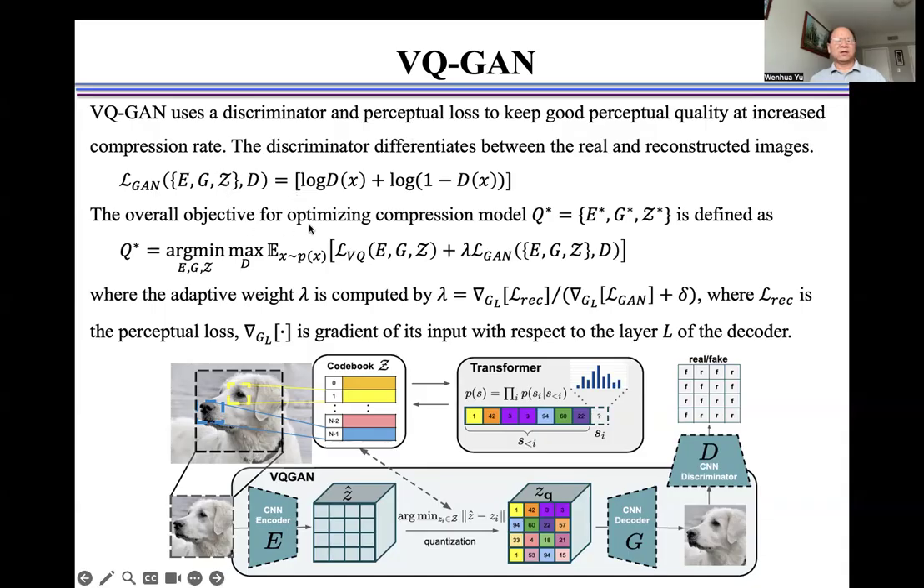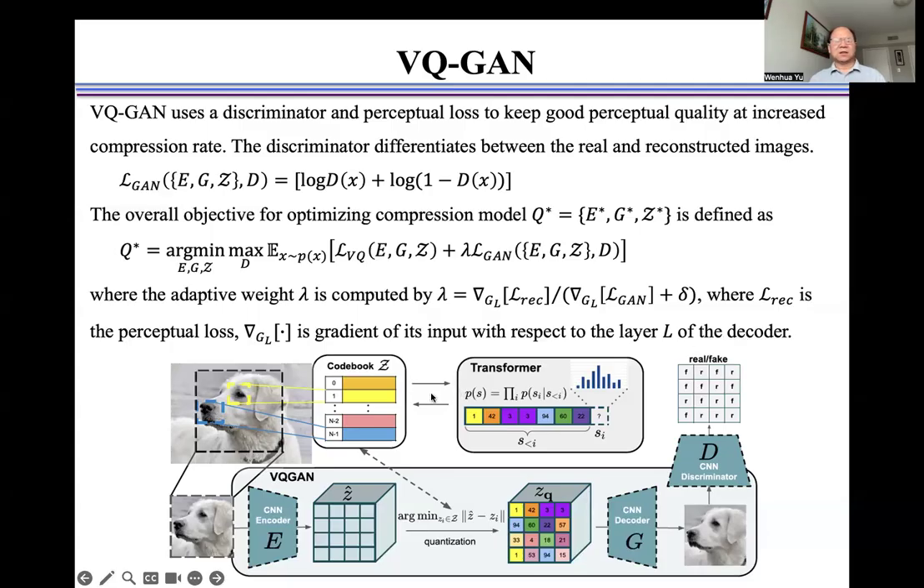The overall objective for optimizing compression model Q asterisk is defined as here, which includes two terms. One is VQ loss, one is GAN loss. Whereas adaptive weight lambda is computed by using this equation, where LREC is a perceptual loss. This derivative is a gradient of its input with respect to the layer L of the decoder.